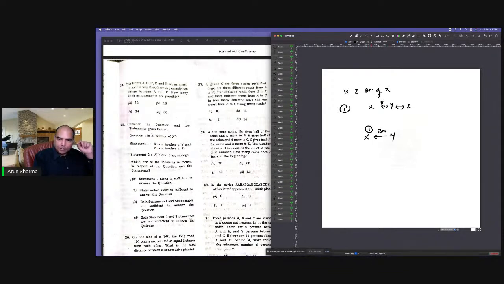But then they say Y is the brother of Z. So the relationship is Z to Y is again brother. So Y is again a male. But about Z we can't make out. So Z is definitely a sibling of X and Y. But is Z brother of X? Not necessary. Can be brother, can be sister also, because we can't make out the gender of Z.